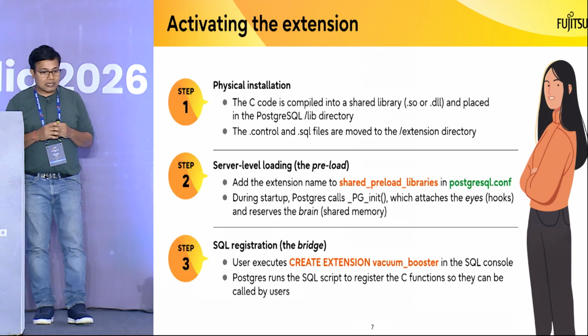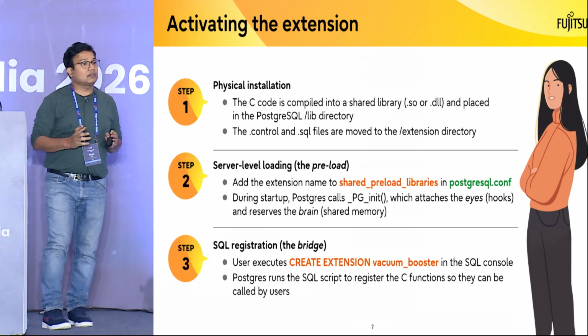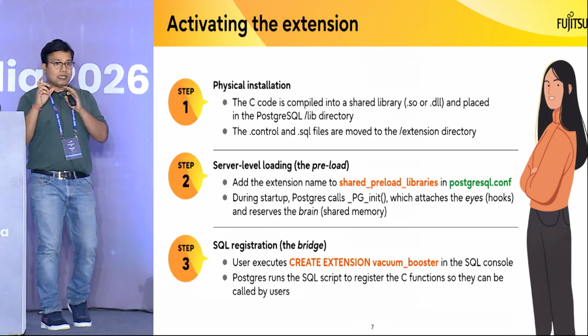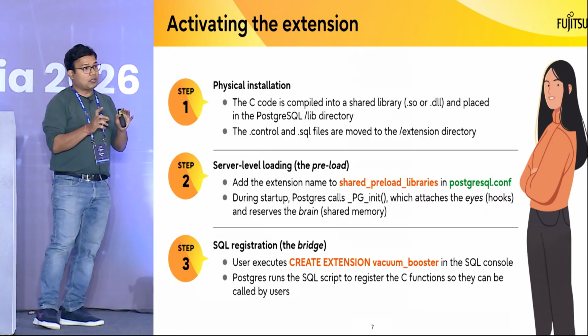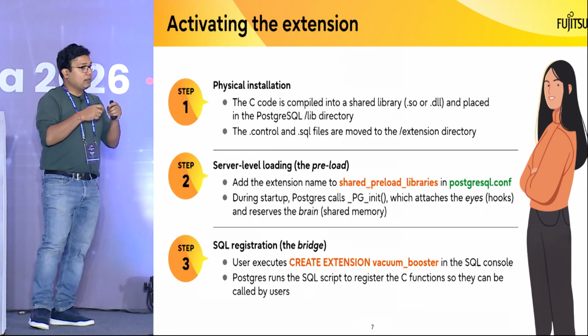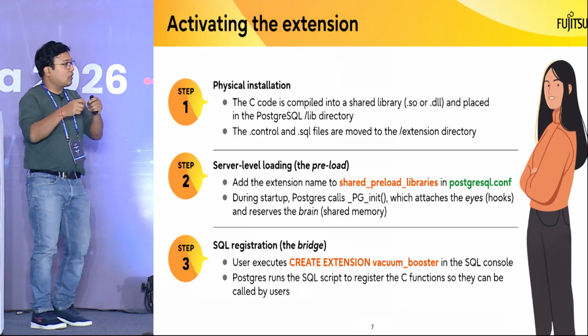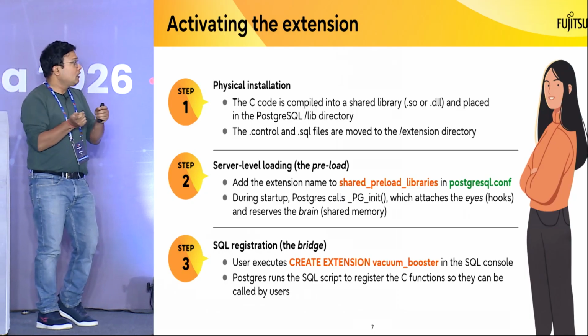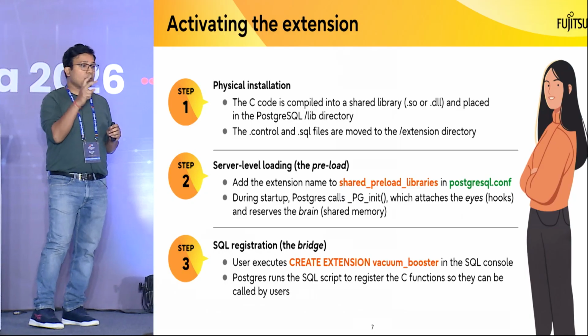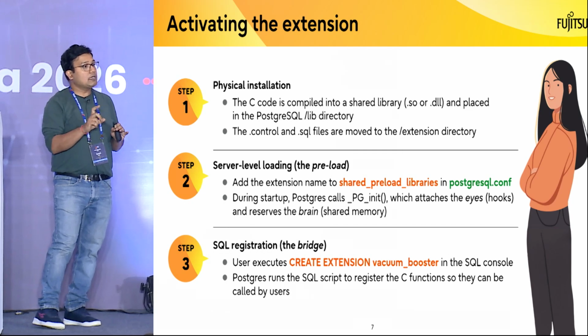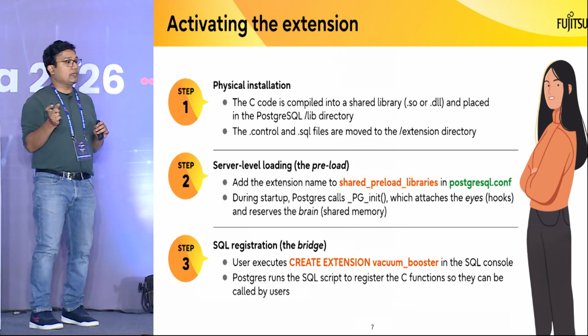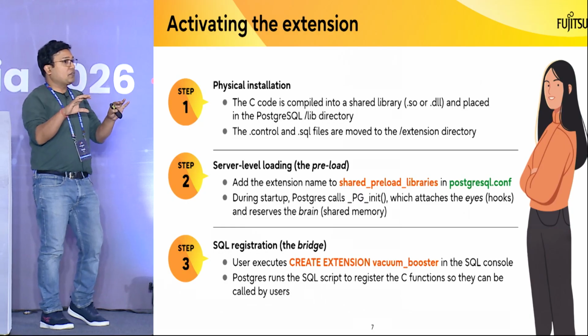When you see typical Postgres installations, you can see there is a special folder called the lib folder. In this folder, your SOs, the extension whatever you created, will be kept, or on Windows it will be a DLL. And those two typical files, the control file and the SQL file, will be under the directory called the extension directory. This is under the share folder.